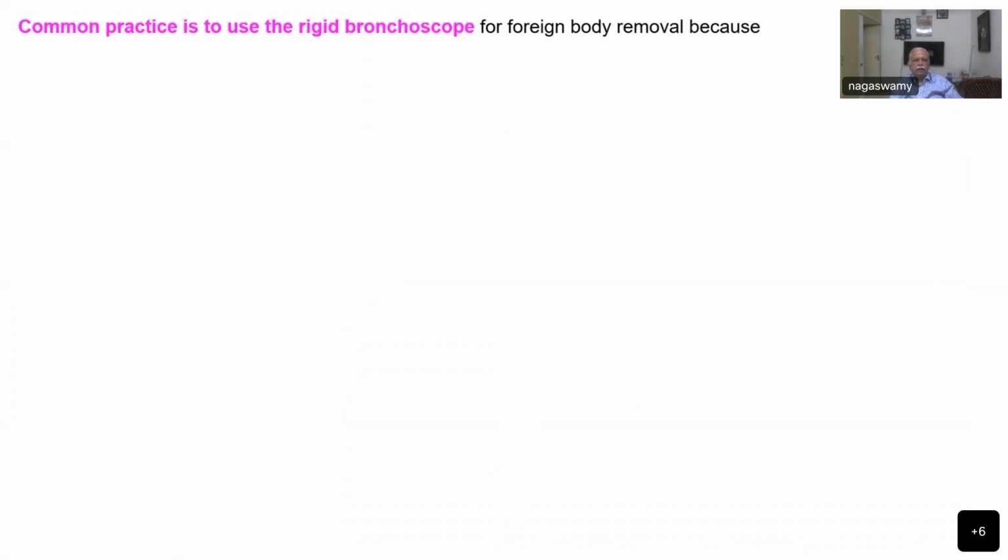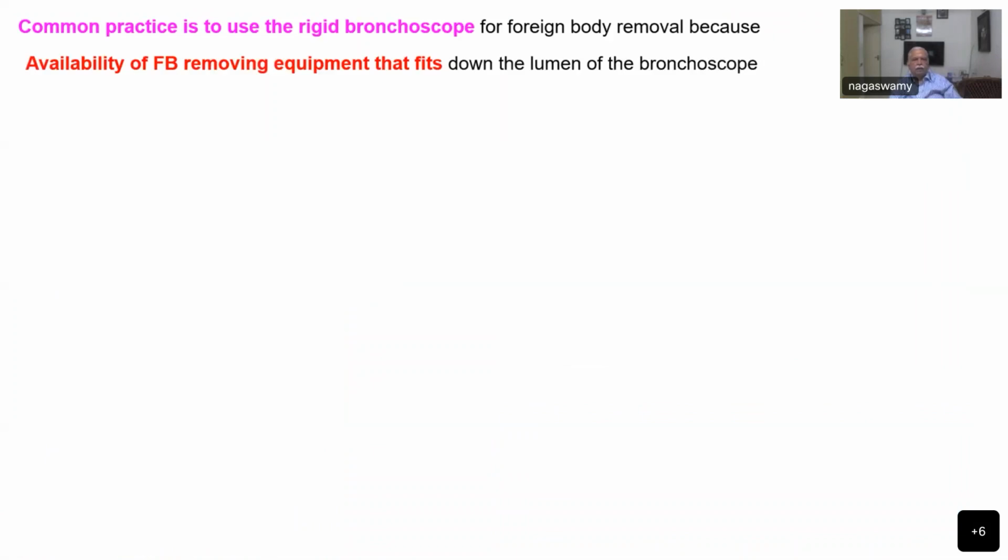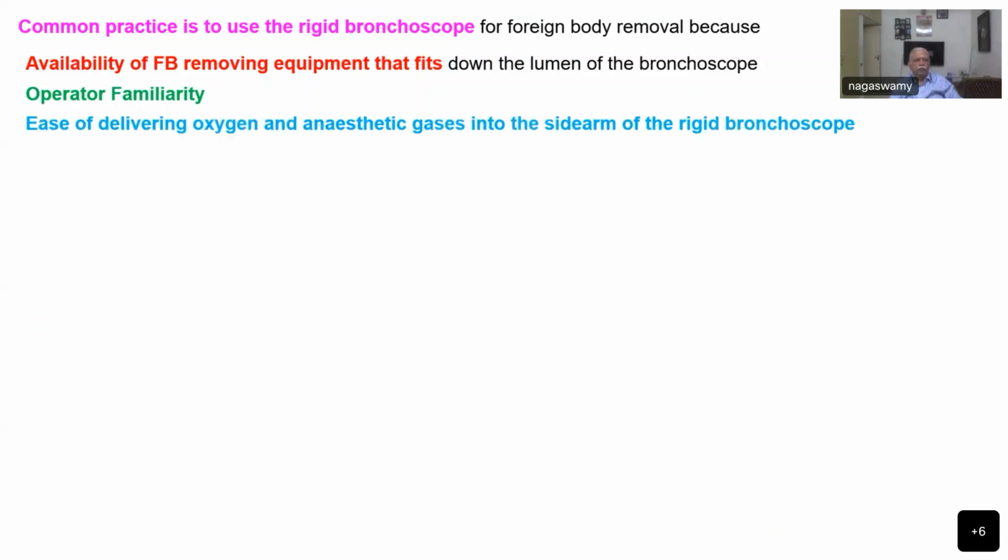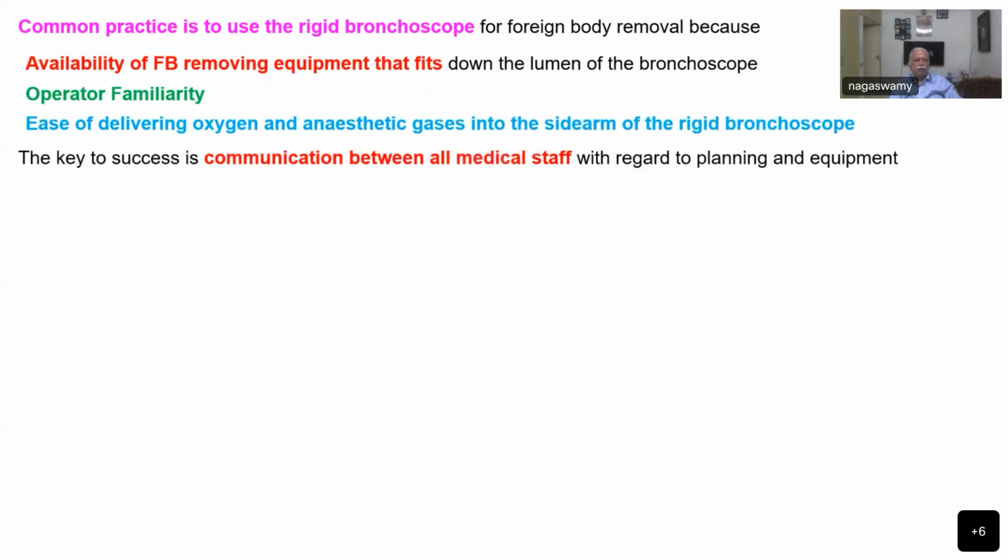So common practice is to use a rigid bronchoscope in most institutions. Why? Because foreign body removing equipment that fits down the lumen of the bronchoscope is more available with the rigid bronchoscope, and many operators are familiar with that, and we are able to deliver oxygen or even anesthetic gases to the side arm. So these are the three main reasons for using the rigid bronchoscope. And the key to success is communication between all medical staff with regard to planning and execution.